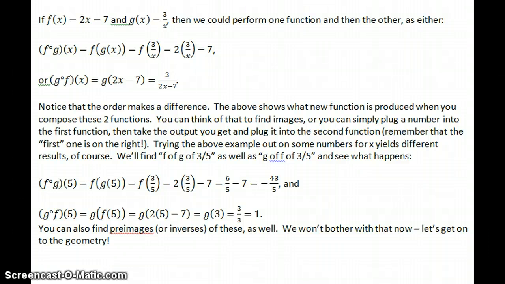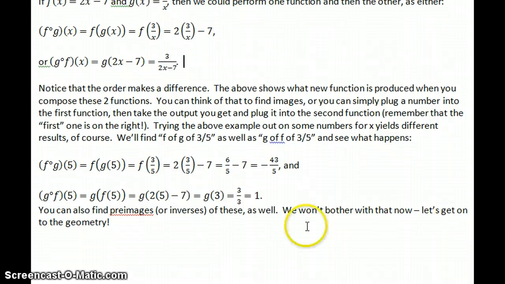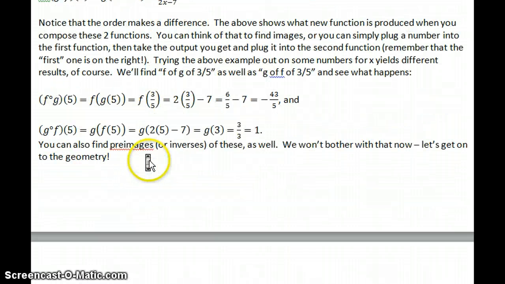Or if you need to find image points of those things, you can simply take a number, like here I operated on 5, put 5 into f of g of x, which means we're going to find f of g of 5. g of 5 is something you're used to finding, and g of 5 would be 3/5 here. Whoops, sorry, jumping around again. And then f of 3 over 5 looks like that. And just so you can see it also, g of f of 5 turns out completely different.